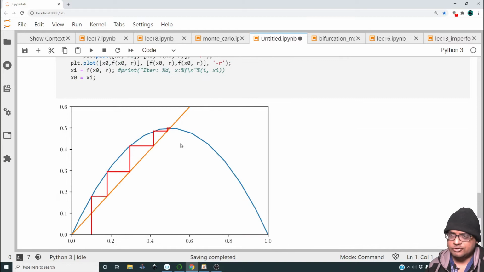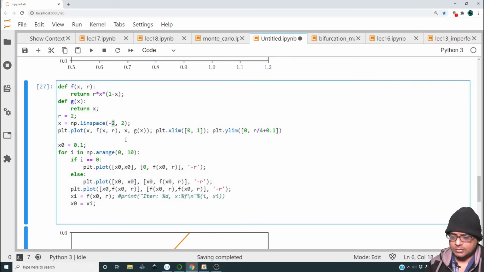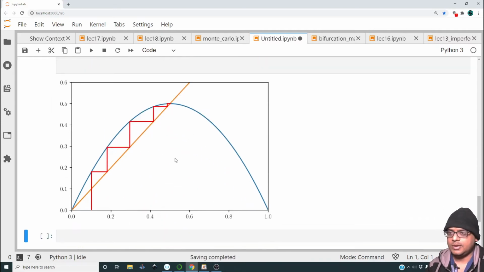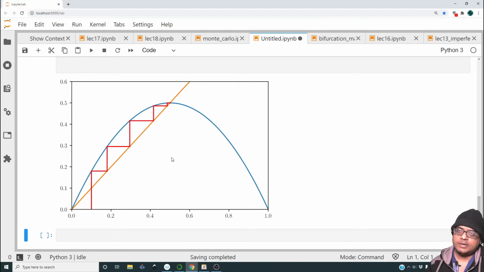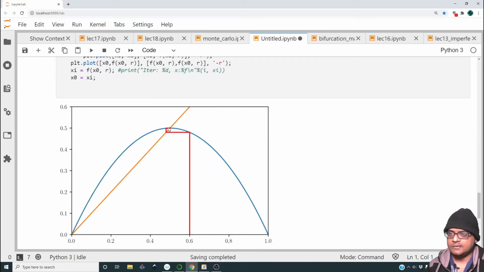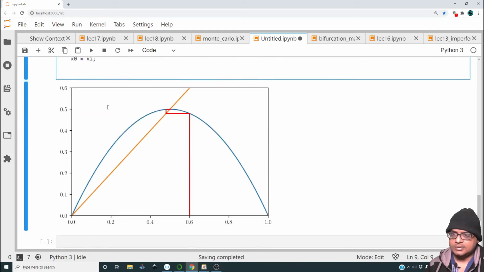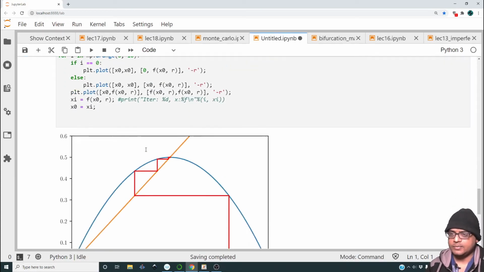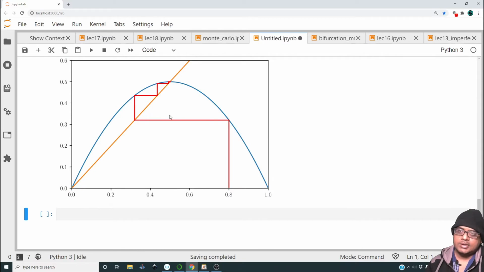Let us increase the resolution of the curves simply by changing the range. Alright, great. And similarly, if we choose a value somewhere at 0.6, suppose, we should still get that kind of convergence. So there you see it converges. Let me make it 0.8, and again it converges. So regardless of where the initial guess is, you will see that everything converges to the fixed point.